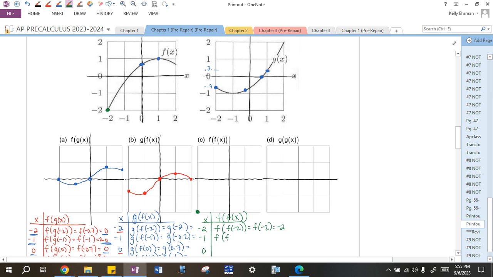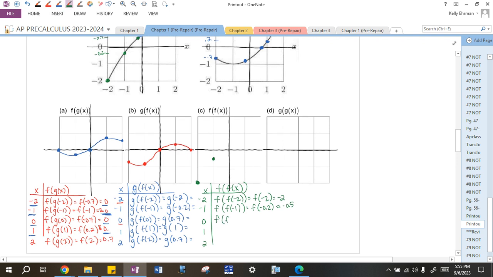F of -1 means f of what? So when we go to -1 on f's graph, we're at about -0.2, I would say. So now we're looking at f of -0.2, and we're about here somewhere. Maybe that's about -0.5. Okay, so when I'm at -1, I can go down to -0.5.